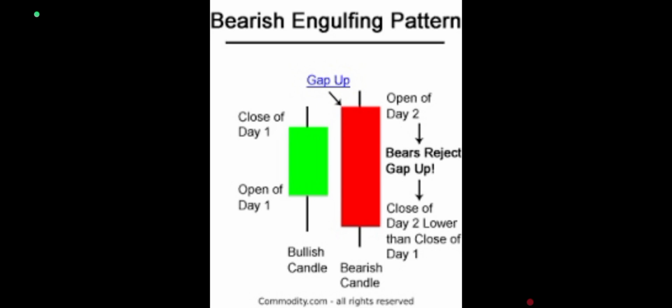In my own case, I would definitely advise you to always wait. After you see a candle pattern like this, a small green and a large red, you wait for another confirmation of a red candlestick before you enter into the market.